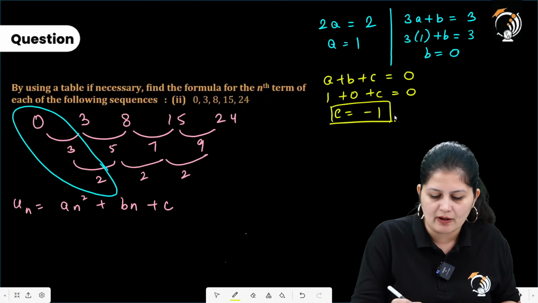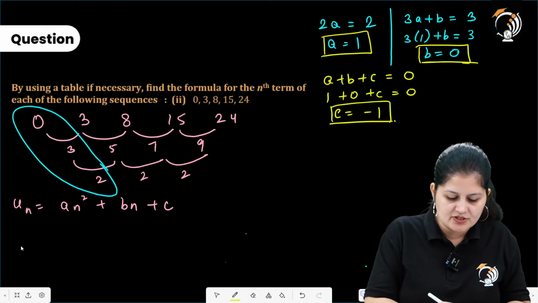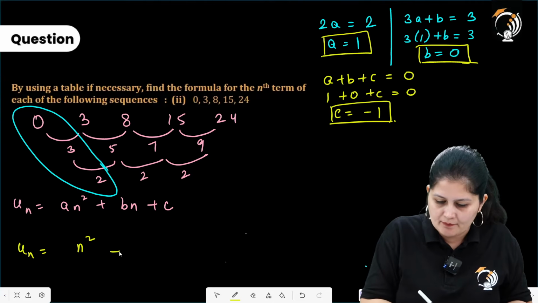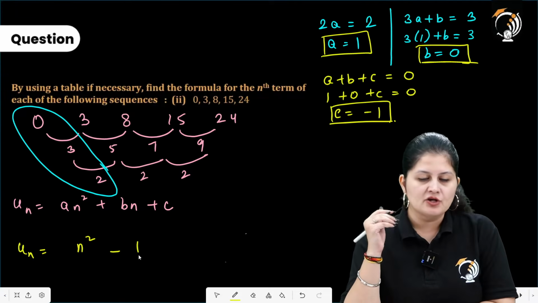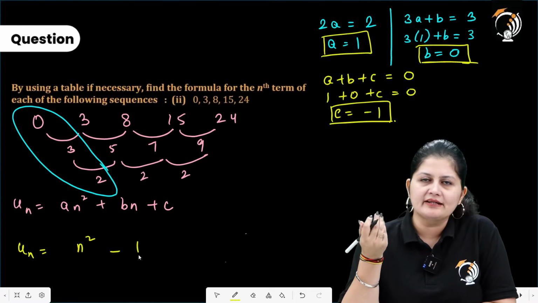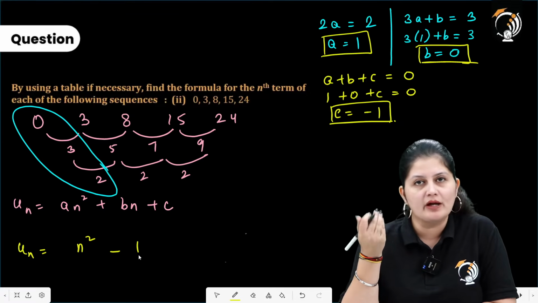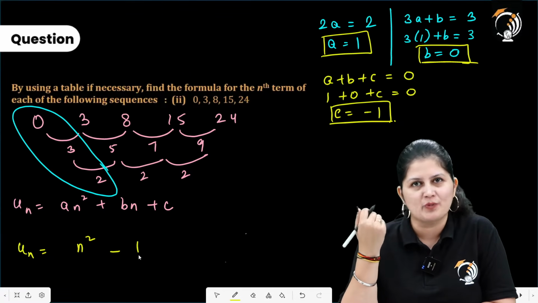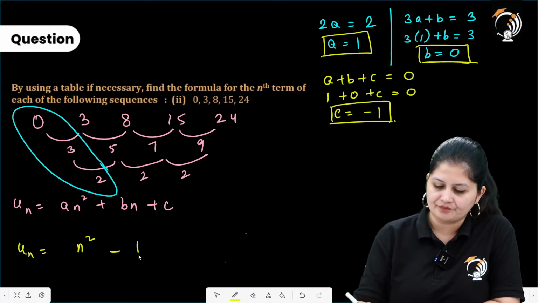So if I talk about the sequence here that we have got, the final sequence is going to be un would be equal to n square minus 1. So let's just check. Are we getting it right? Let's take, for instance, n is equal to 5 here. In that case, if we put n square minus 1, it is going to be 5 square minus 1, which is equal to 25 minus 1, that is 24. So clearly our answer is correct here.